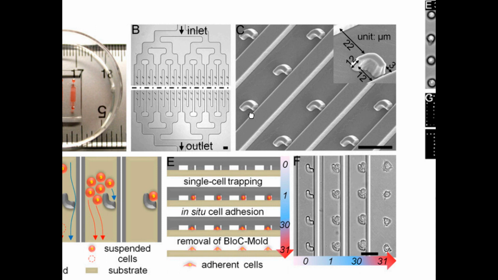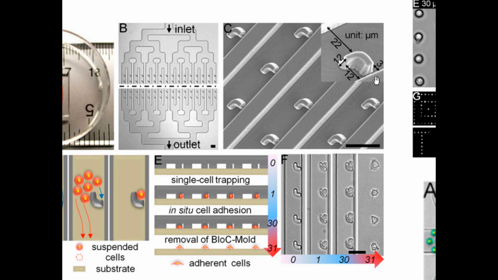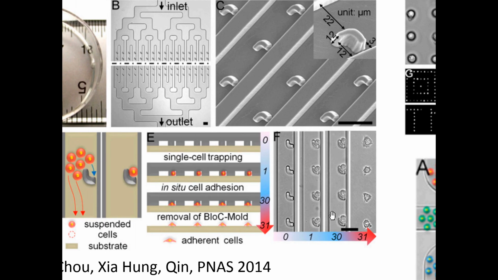The dimensions here are quite small. You have a 3 micron gap here. The size of this little trap is about 12 microns, the size of a typical cell, and the dimensions here are about 22 microns. So you can see examples of where single cells have been trapped here.